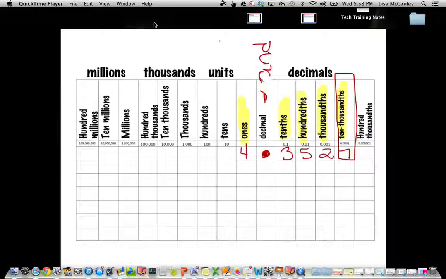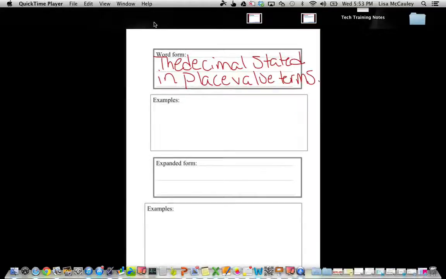I'm going to erase that, it's kind of messy again. I'm going to rewrite it. So the decimal is "and." So for this one, we would say 4 and 3,527 10,000s, because this is our last place value. So we'll write that down on the notes.